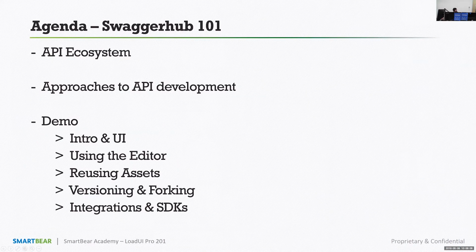All right, awesome. So the first thing we're going to talk about is the API ecosystem as we see it today, sort of the trends in the market. We're going to talk about some of the approaches to API development, some of the challenges that we hear our customers talk about every single day, and some of the things that we can overcome using SwaggerHub, just why we built it, and some of the things that we can improve upon using SwaggerHub for that process there.